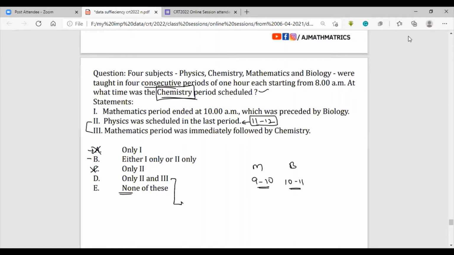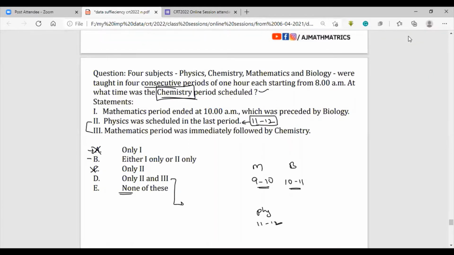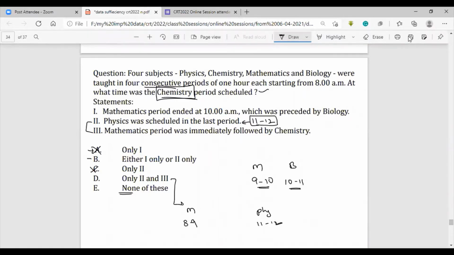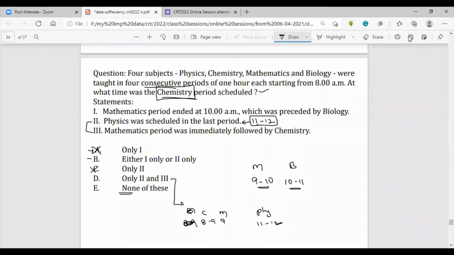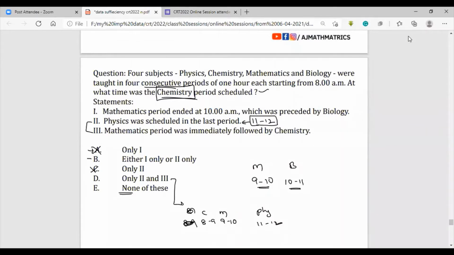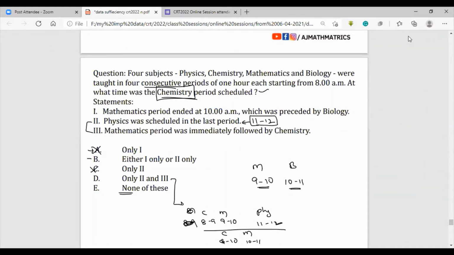Now, most of you get confused. Why can't D be the answer? So here physics is 11 to 12. Mathematics was immediately followed by chemistry. So if mathematics is 8 to 9, sorry, 8 to 9 is not possible. So chemistry is 8 to 9, mathematics will be 9 to 10. This is one possible case. And one more possible: chemistry is 9 to 10, mathematics will be 10 to 11. So there are 2 possible cases we get from D. So there is no definite information about the chemistry class time. So D is not the answer.